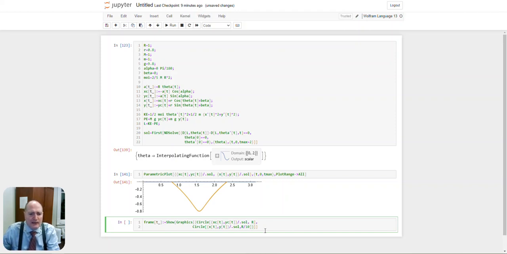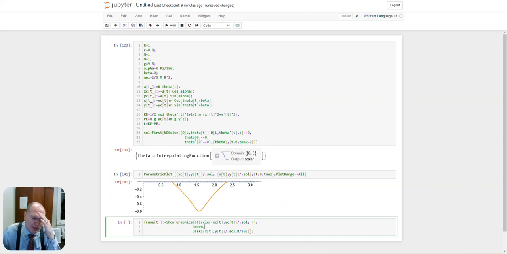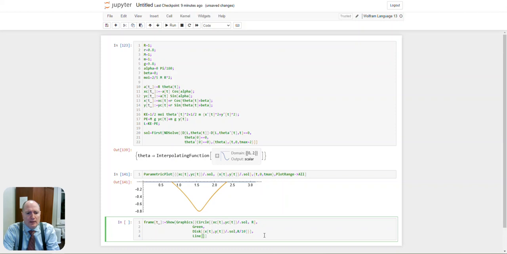So those are both going to be black. Let me change this to being a disk, and let me make it green. Yeah, that should work. Pretty nice to show the line too, wouldn't it? Okay, what would the line be? I guess we need a line that goes from 0, 0 to minus, how far should we go? How about 10? Minus 10 times the cosine of alpha, 10 times the sine of alpha.